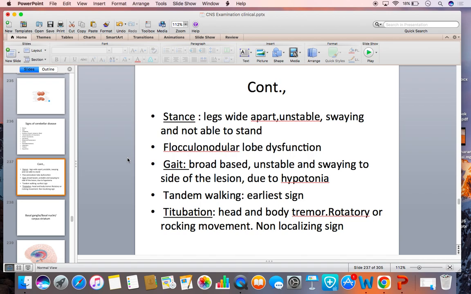That is tandem walking. That is the earliest sign of cerebellar dysfunction because a great deal of balance and well regulated voluntary act with perfection is required to carry out the activity, say for example walking. Titubation, head and body tremor, rotatory or rocking movement. It is a non-localizing sign.